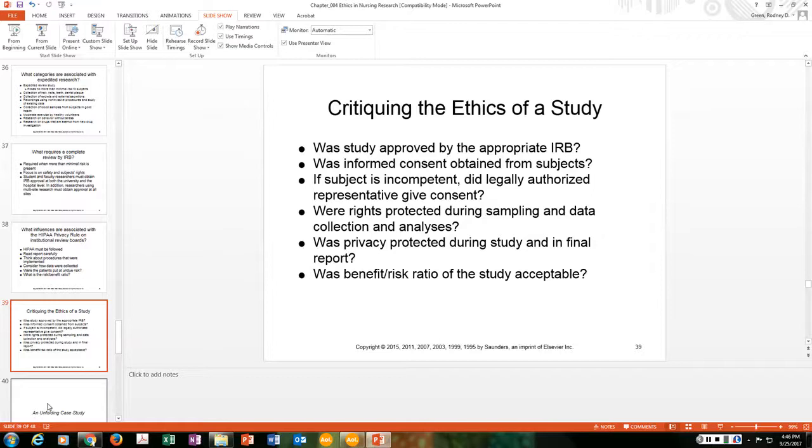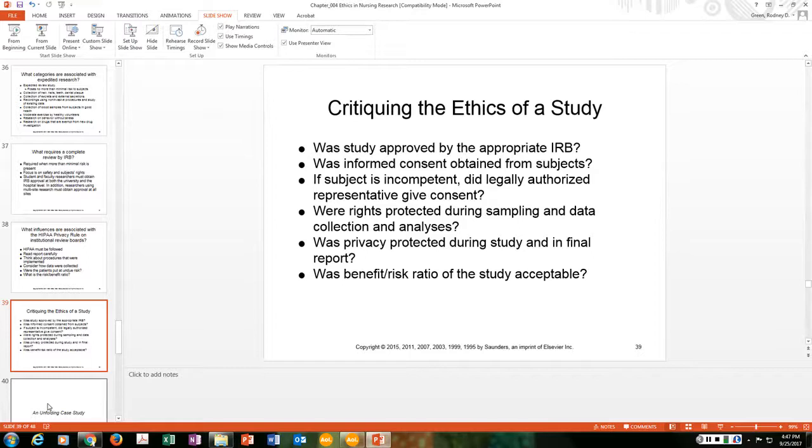Was informed consent obtained from the subjects? If the subject is incompetent, did a legally authorized representative give consent? Were rights protected during sampling and data collection and analyses? Was privacy protected during the study and in the final report? Was the benefit-risk ratio of the study acceptable?